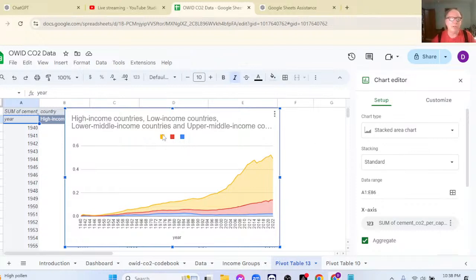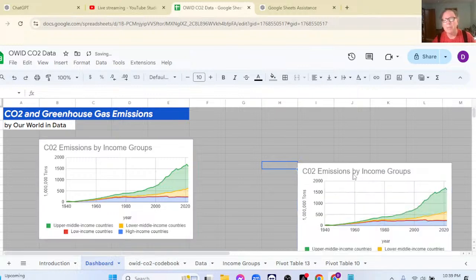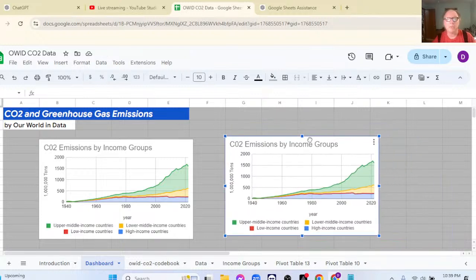So here's my question for you folks. How come I'm not seeing any labels up here? Let's try something a little funky, shall we? Let's go over here. Let's copy this. See, because we got the labels there, all right?